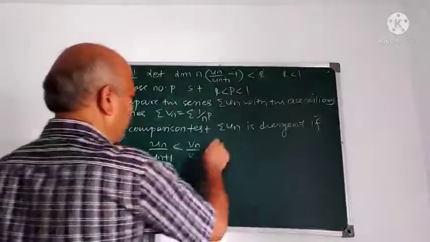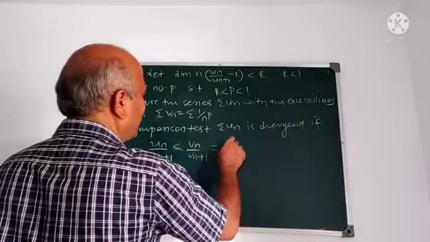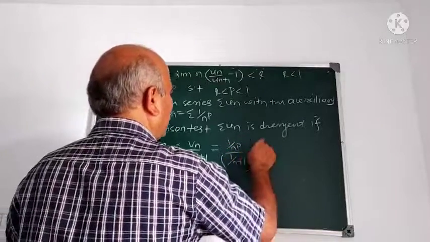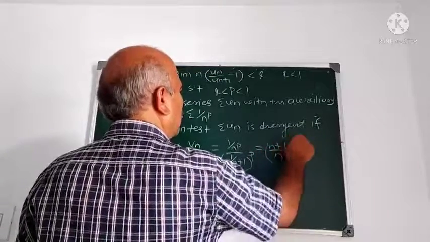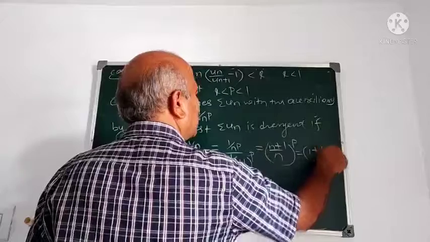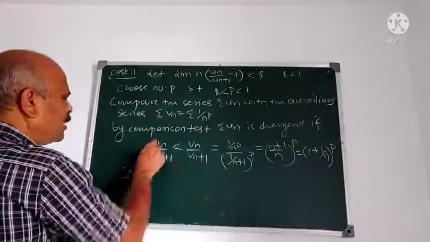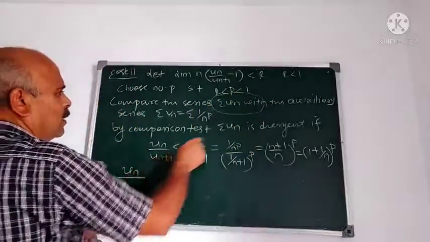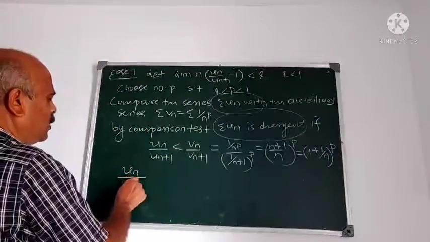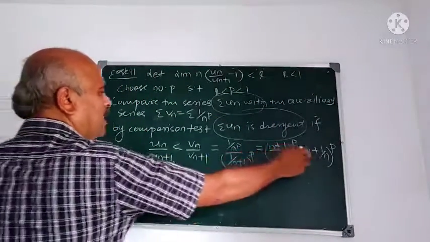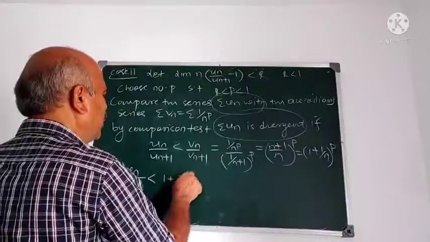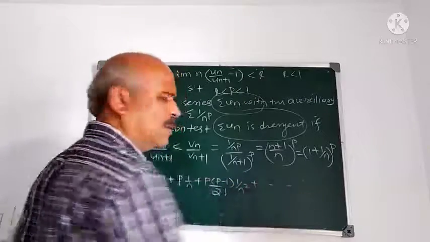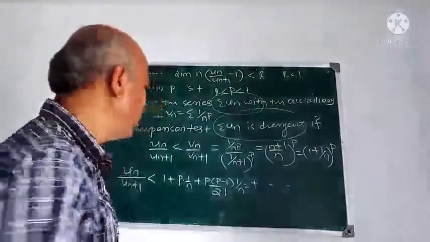That is, what is vn upon vn plus 1? Vn is 1 upon n raised to p, and vn plus 1 is 1 upon n plus 1 raised to p. That is, n plus 1 by n raised to p, that is 1 plus 1 upon n raised to p. Now therefore, sigma un diverges if un upon un plus 1 is less than, expanding this by binomial theorem, 1 plus p into 1 by n, p into p minus 1 by 2 factorial, 1 upon n square, plus so on.